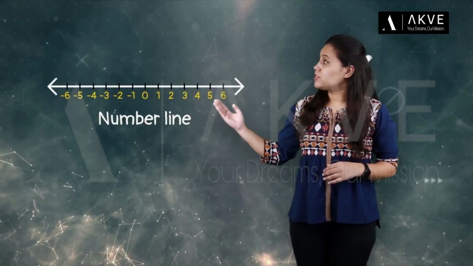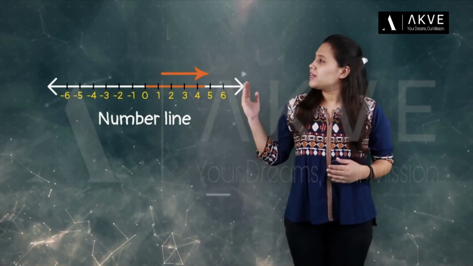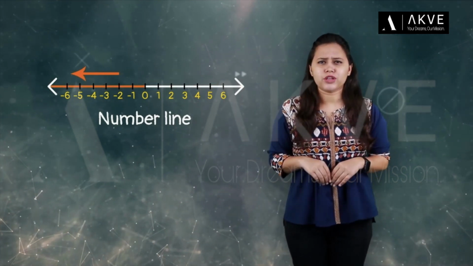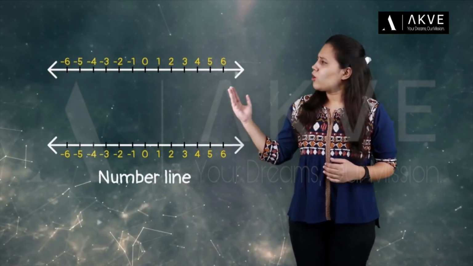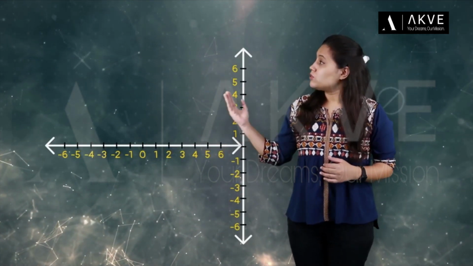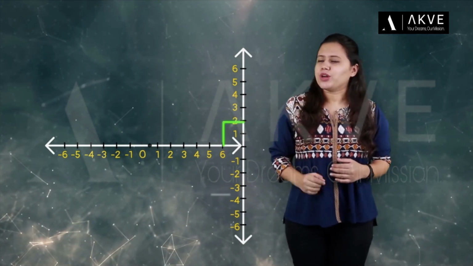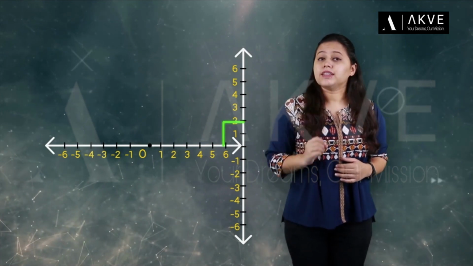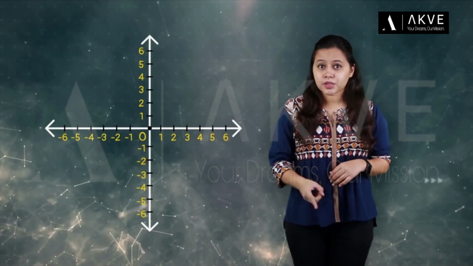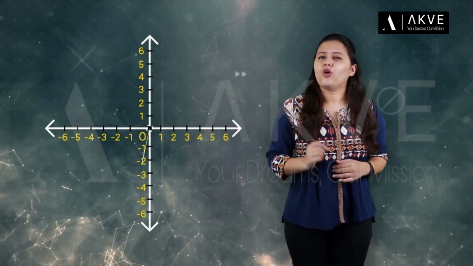Now moving on, you already know how a number line works, right? It has positive numbers as you move to the right of 0 and negative numbers as you move to the left. Now, take a copy of this number line and rotate it 90 degrees counterclockwise so that the second number line is perpendicular to the first line and intersects at their zeros. Now, this point where both the lines intersect is called the origin.